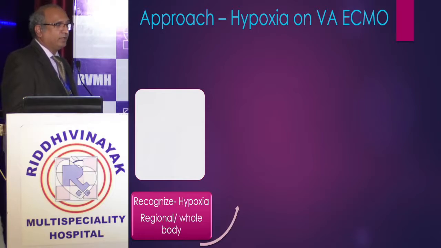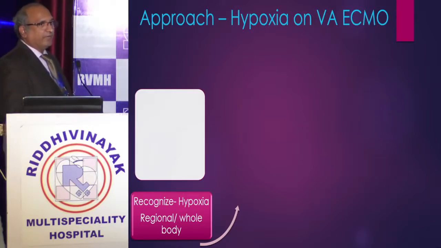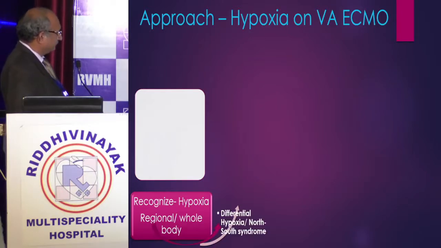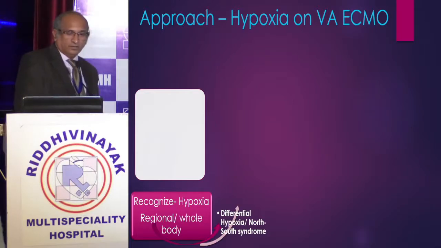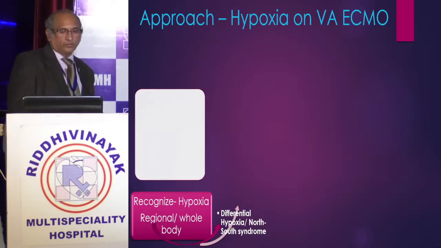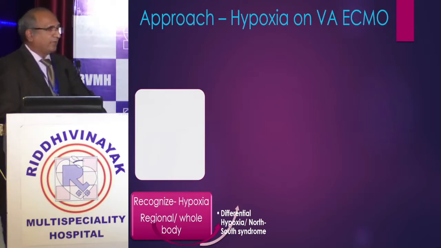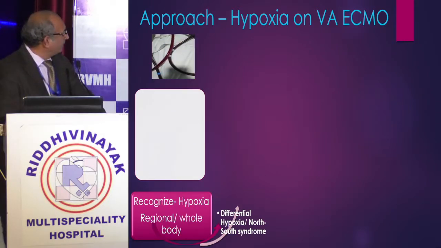So first isolate from where we are measuring the saturation. If you have femoral cannulation, right hand hypoxia is usually a regional hypoxia, and probably because of the VA ECMO per se. But if it is everywhere, the cause is going to be different. Regional hypoxia is usually seen because of differential hypoxia, that is, because of north-south syndrome.